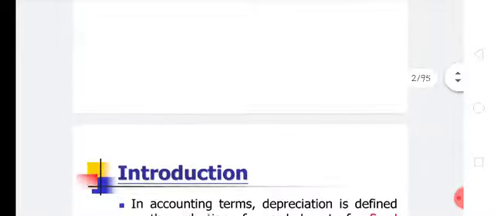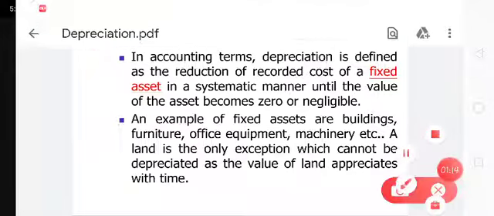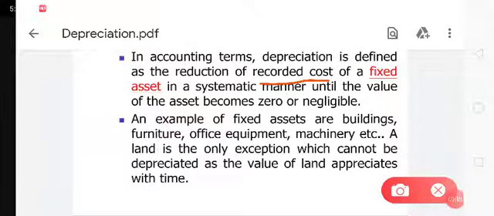First of all, the topic is introduction of depreciation. What is the meaning of depreciation? In accounting terms, depreciation is defined as the reduction of recorded cost. Here the word is recorded cost, it means the recorded cost of fixed assets. For example, you have purchased an asset for your business on 1st April 2017. Again I repeat, you have purchased an asset on 1st April 2017.